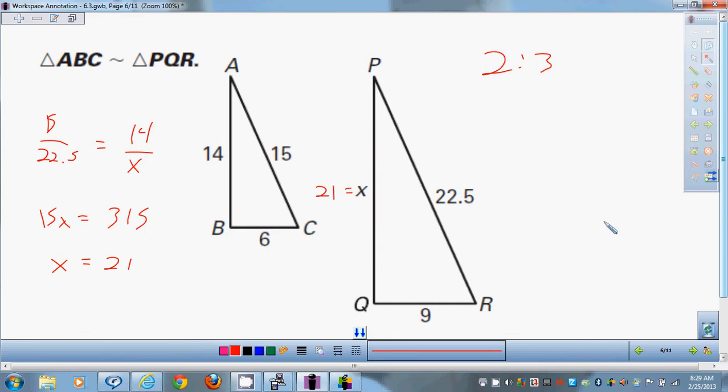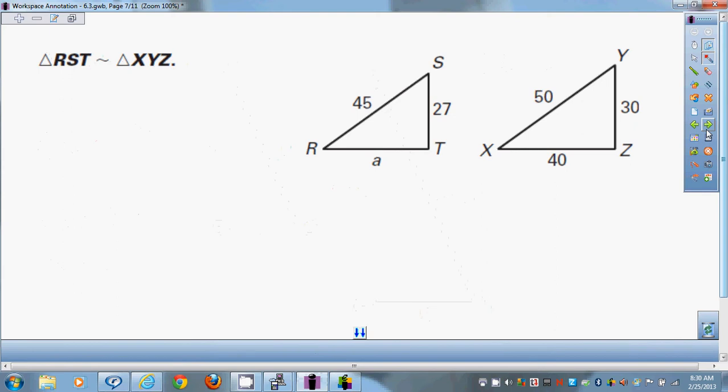Any questions? Great! Then I'll call on two different people this time for this one. Solve for A. Find the scale factor.